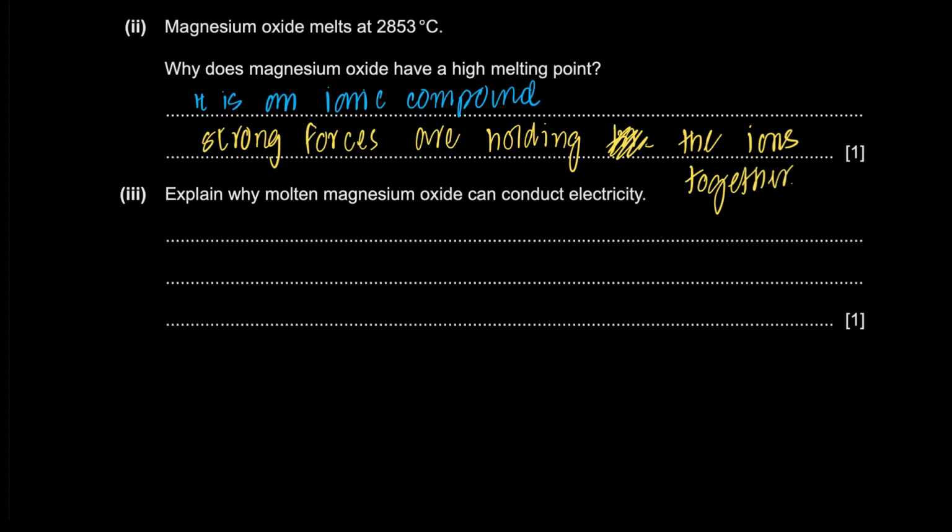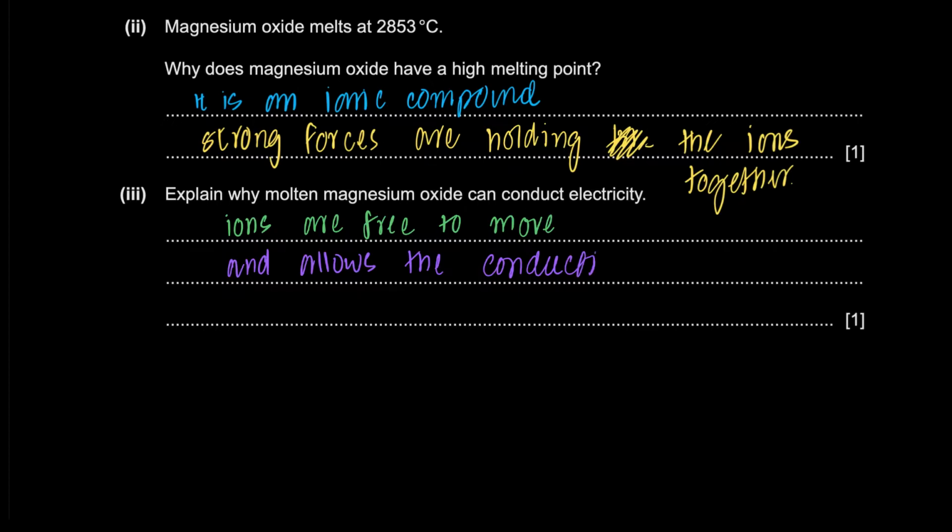Explain why molten magnesium oxide can conduct electricity. Well, because when in molten form, you should write, the ions are free to move, essentially. That's your scoring mark. And allows the conduction of electricity.